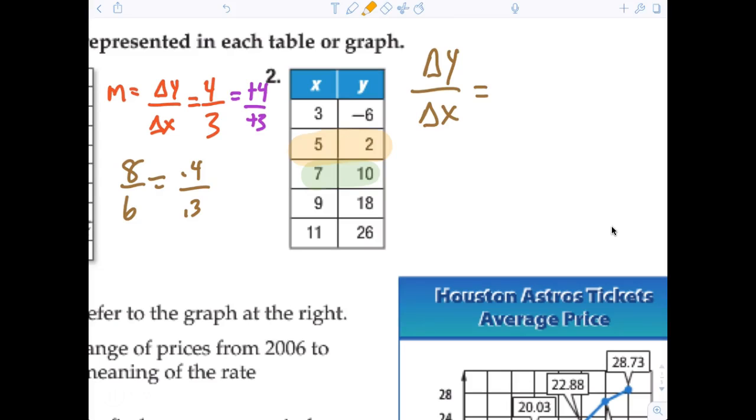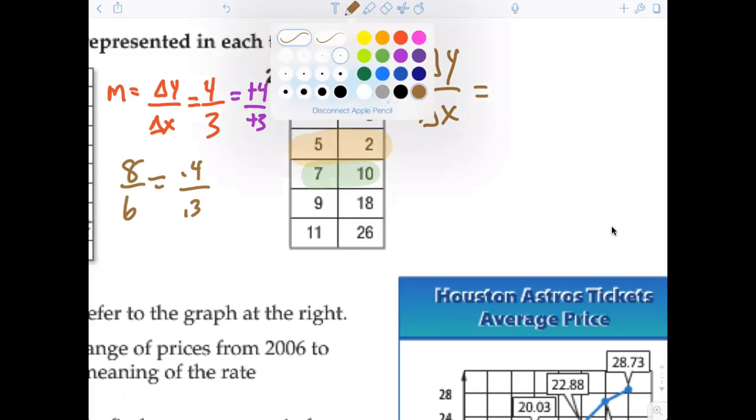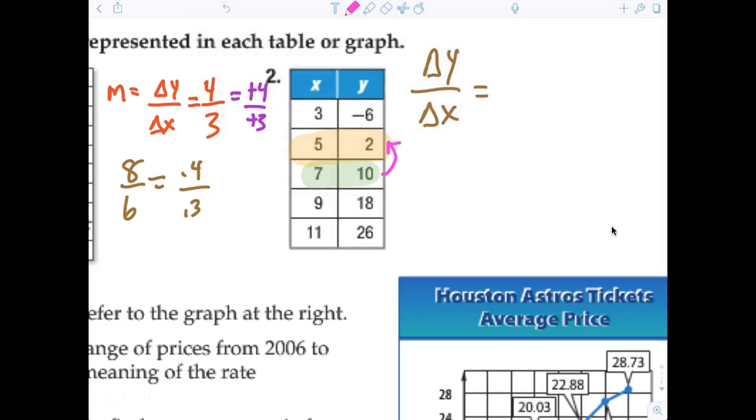Pay attention now. I went from 10 to 2. So what was that change? 8. And then I went from 7 to 5. What's that change? 2. So what's 8 over 2? 4 over 1, or just 4. So we can say the slope of that line is 4. Is that good?